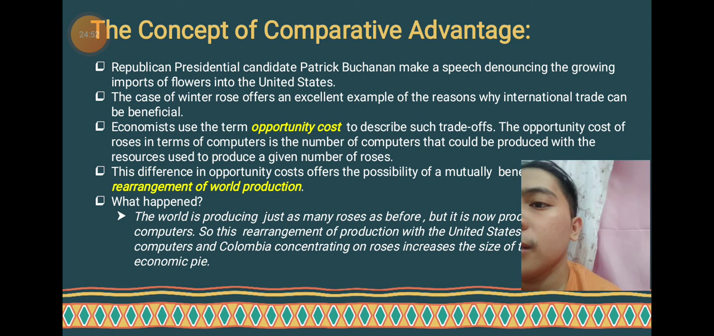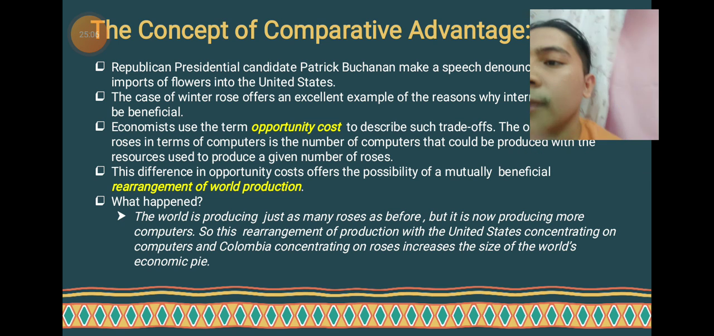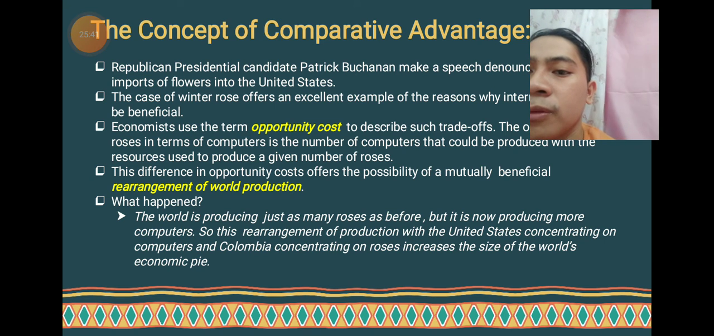The opportunity cost of a process in terms of computers is the number of computers that could be produced with the resources used to produce a given number of roses. This difference in opportunity cost offers the possibility of a mutually beneficial rearrangement of world production. So what happened? The world is producing just as many roses as before, but it is now producing more computers. So this rearrangement of production, with the United States concentrating on computers and Colombia concentrating on roses, increases the size of the world economy.